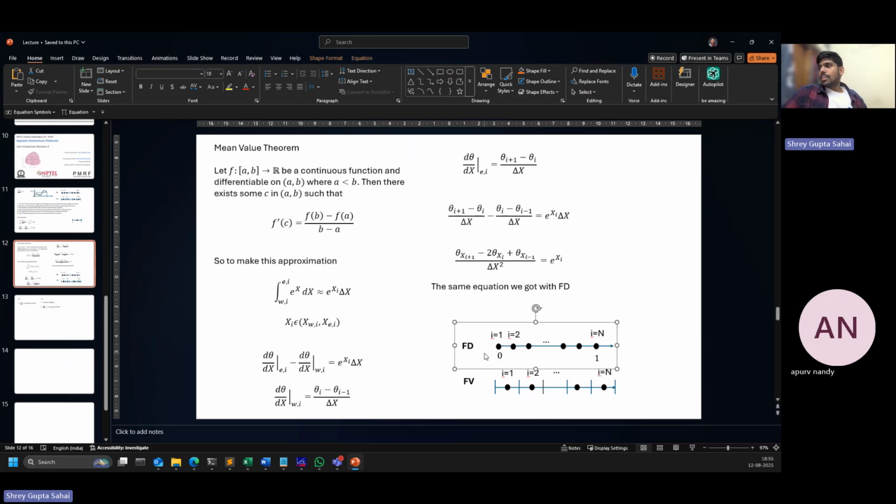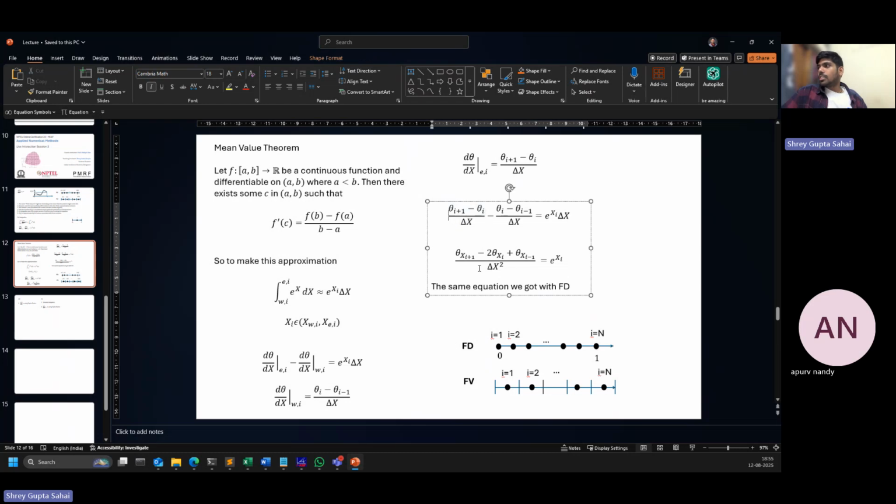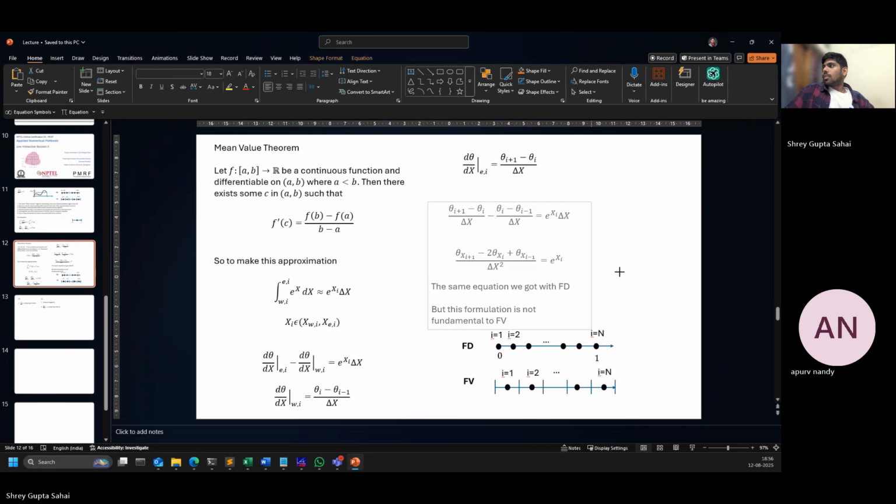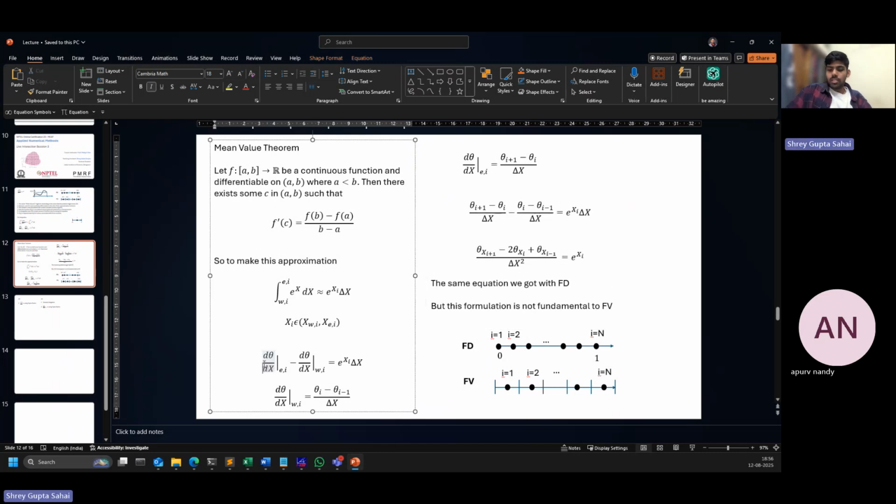To answer that, let me first say that this is not a fundamental equation, the same equation we got with finite difference, but this formulation is not fundamental to finite volume. Okay, what is the fundamental equation?